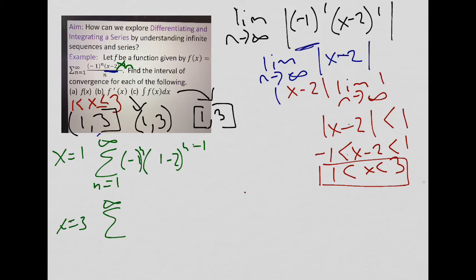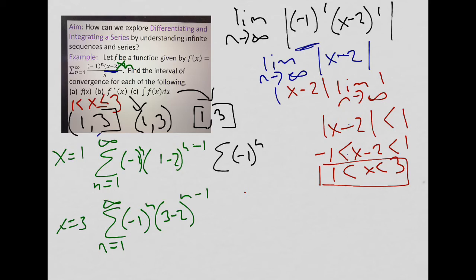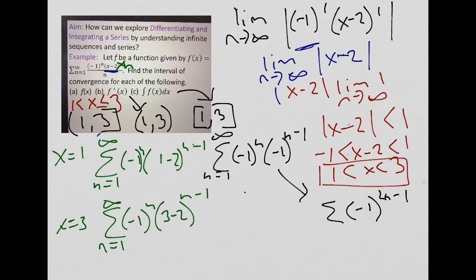Now we're going to plug in 3 for x. Remember we're subtracting there. So what did these simplify to? This one is going to be negative 1 to the nth power, and we have a negative 1 in the n minus 1. Same base, and we're multiplying, so we can add the exponents. So we end up getting the sum of negative 1 to the 2n minus 1 power.